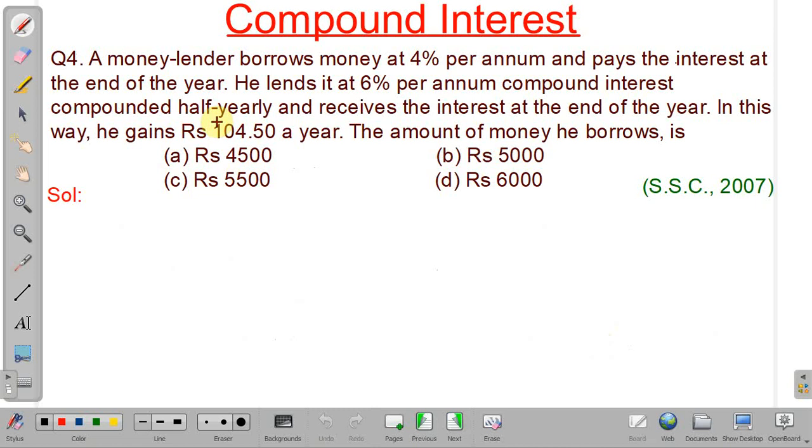See, in this problem what is given, a money lender borrows some money at 4% per annum. He is borrowing at 4% per annum and pays the interest at the end of the year, and the money which he borrowed, he lends to some other person at 6% per annum compounded half yearly. So he is getting double benefit. He is giving at a higher rate, and even the power of compounding he is using, and receives the interest at the end of the year.